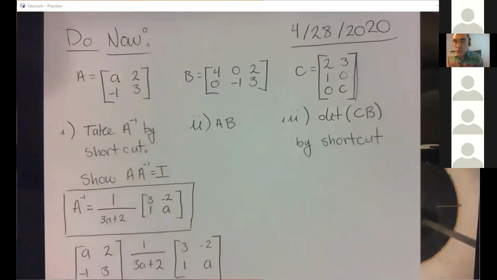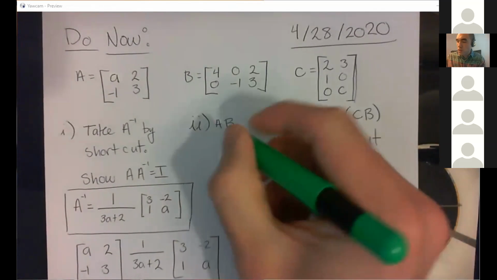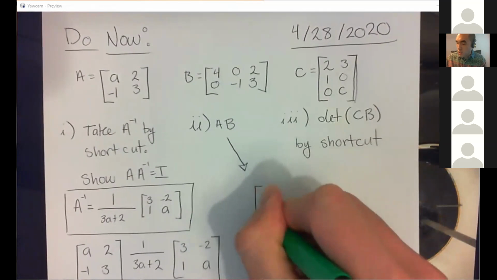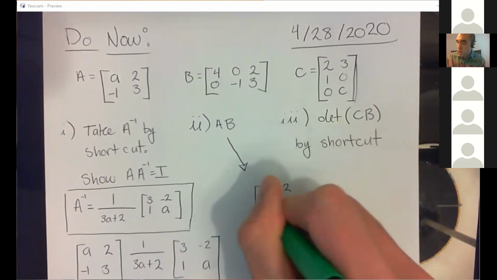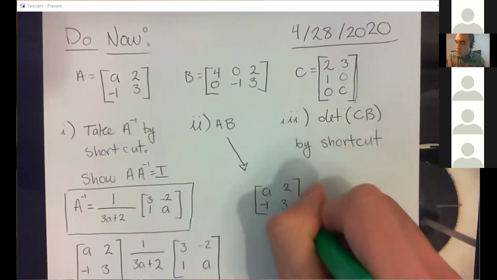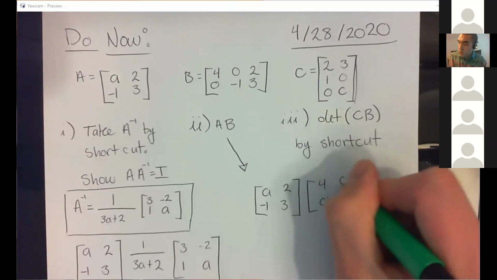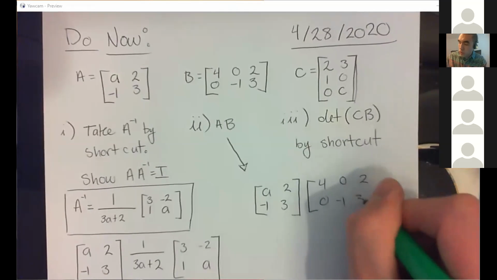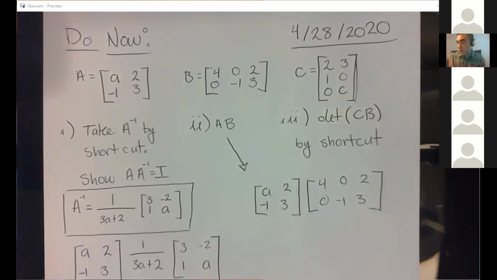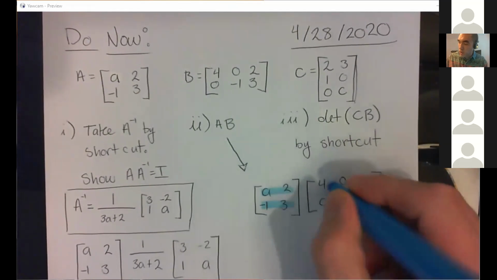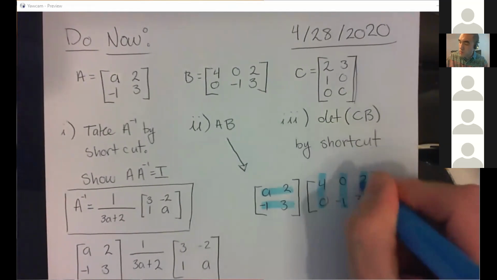So we're being asked to multiply AB, and then I'll do question 3 on a separate sheet just because we will run out of space there. So this is just asking us to take A, [a, 2; -1, 3], and multiply it by B, [4, 0, 0; -1, 2, 3]. And again, it's row by column, so we're going to take these rows and hit them against these columns.